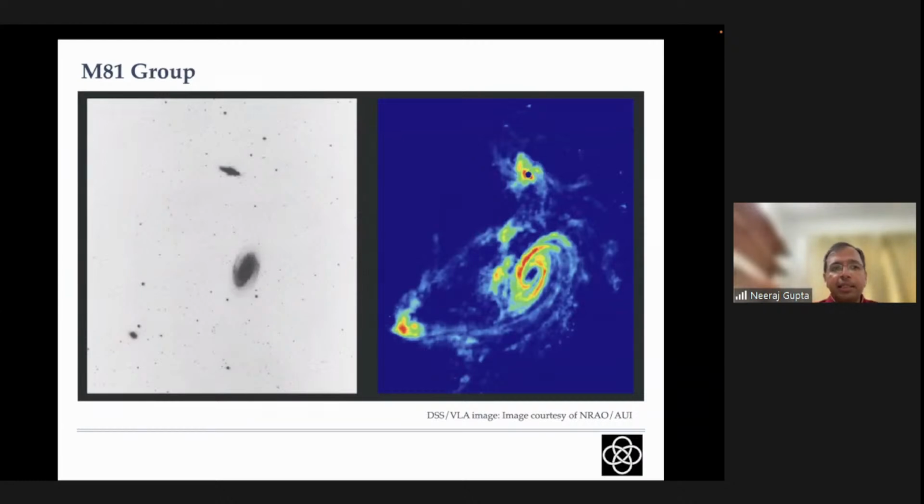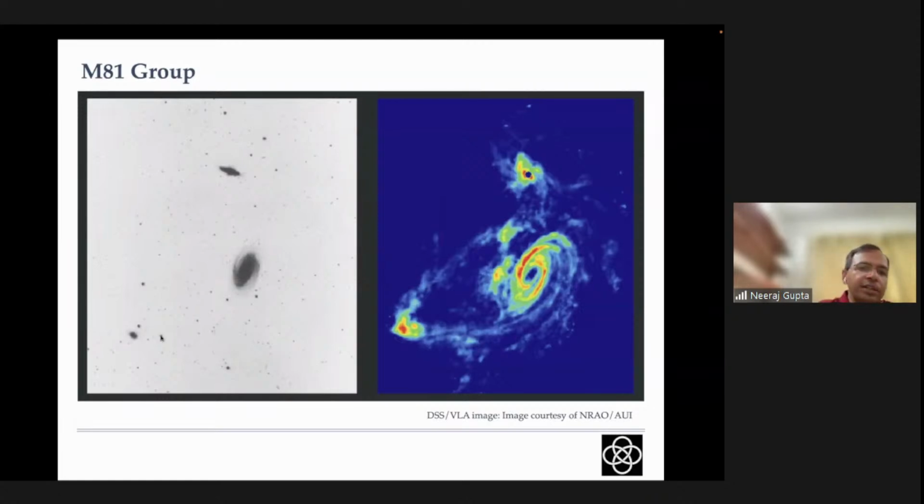But then there is another aspect of looking at neutral hydrogen from galaxies. This image on the right-hand side is the neutral hydrogen image of a galaxy group, and on the left-hand side, you can see the optical image of this galaxy group. If you look at just the optical image, you will find that this is a boring group of galaxies. There are three different types of galaxies, but there's nothing happening between them. What is interesting about it?